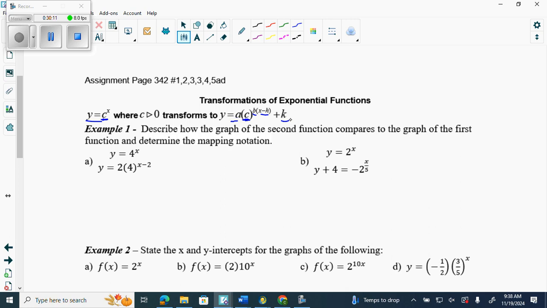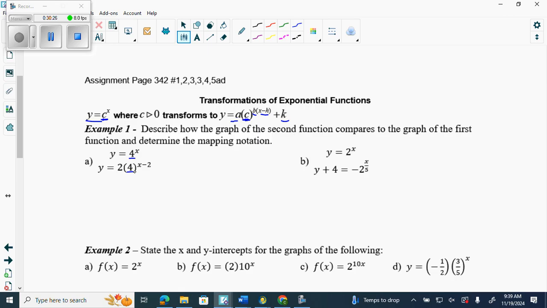Correct? So the first thing it says is describe how the graph of the second function compares to the graph of the first function and determine the mapping notation. Before I start an exponential, I always have to make sure these are the same. Are they the same? Yes.